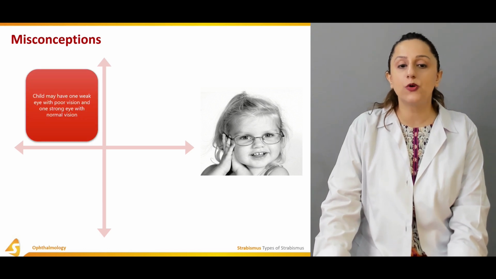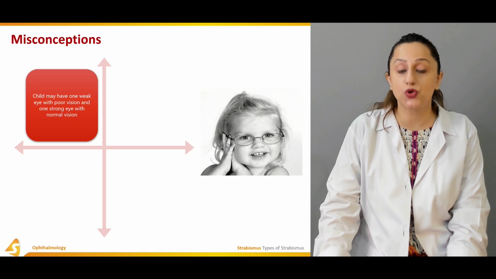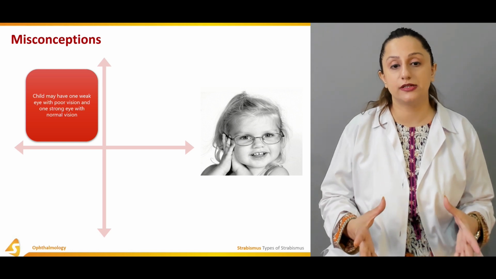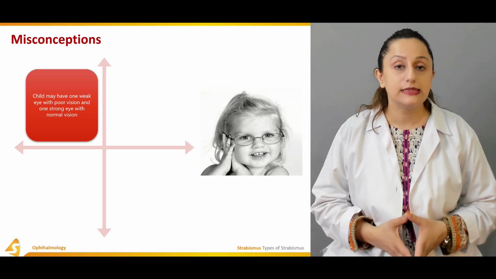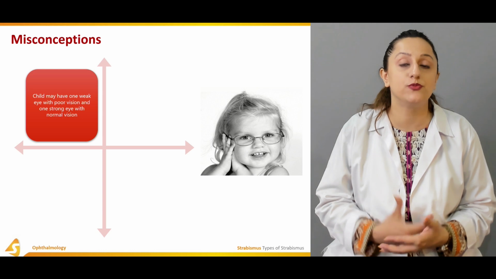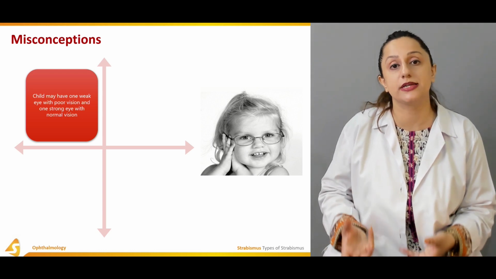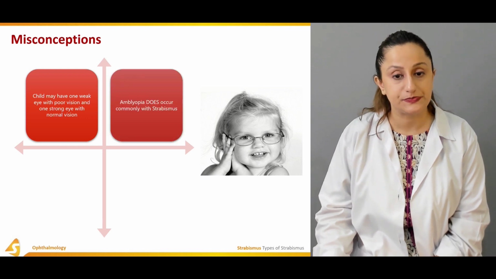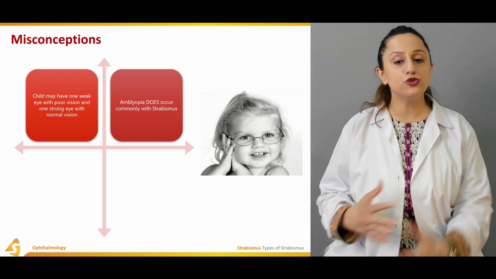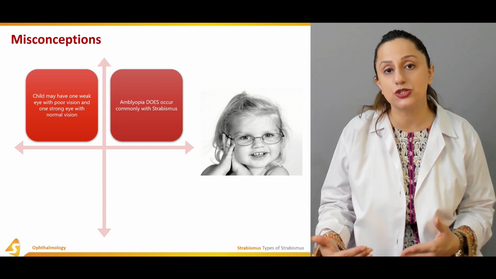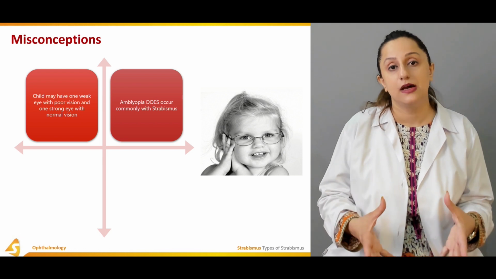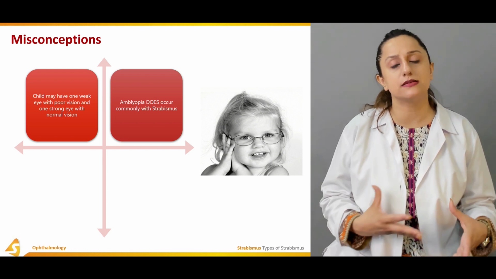Then the child may have one weak eye with poor vision and one strong eye with normal vision. So it's one of the causative factors that you're going to look upon. The brain is not going to interpret images from the poorly functioning eye. The brain is going to interpret images from the normal eye over here. Amblyopia doesn't occur commonly with strabismus. Usually strabismus can lead to amblyopia, and sometimes these conditions are superimposed, and that is why they're even confused.